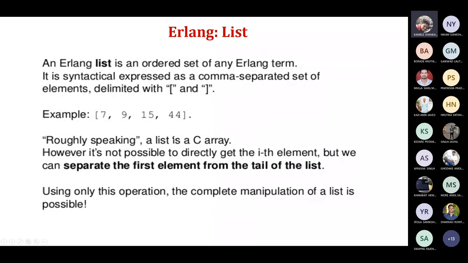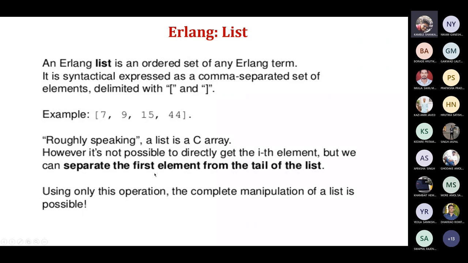So roughly speaking, it is basically like a list in a C array. However, it's not possible to directly get the ith element. Now if we had an array, how do you represent an array in C? We can say a of 5, it will take me to the 5th position or the 5th element of the array. But here we cannot do that.